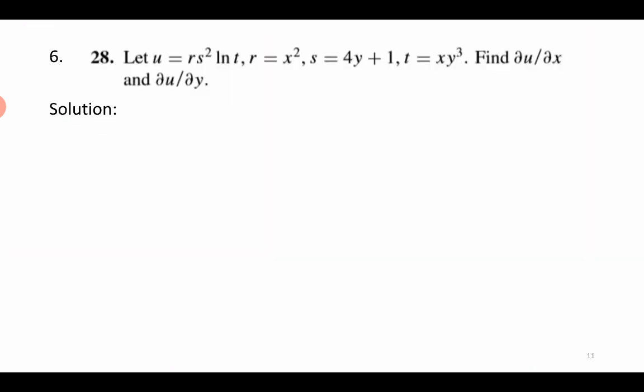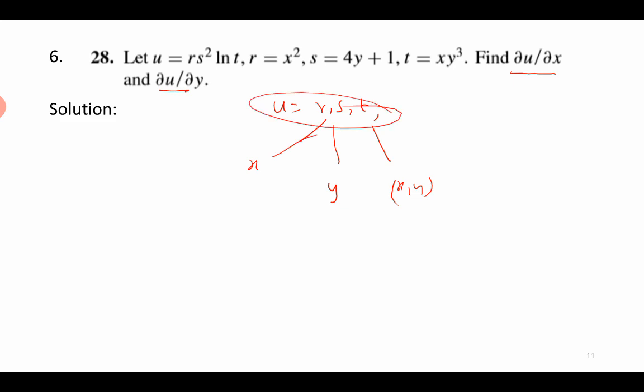Now find ∂u/∂x, ∂u/∂y. u is a function of 3 variables r, s and t, whereas r is a function of x alone, there is no y, z. s is a function of y alone, t is a function of x and y. So try this one. The answer is also on the PowerPoint. Try this one. This is your practice problem.